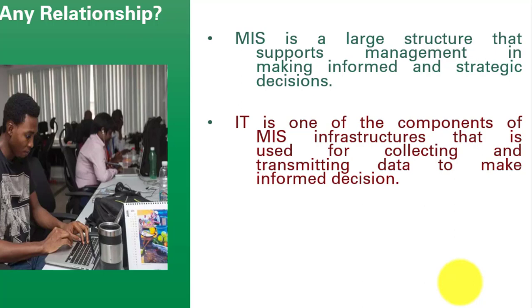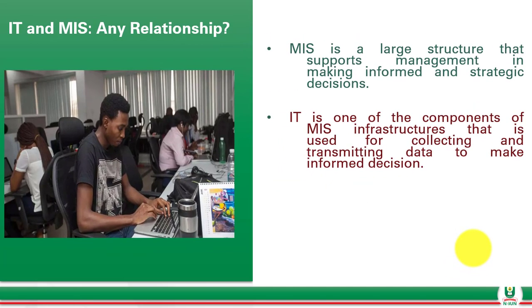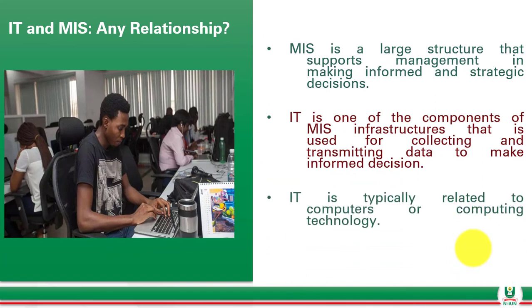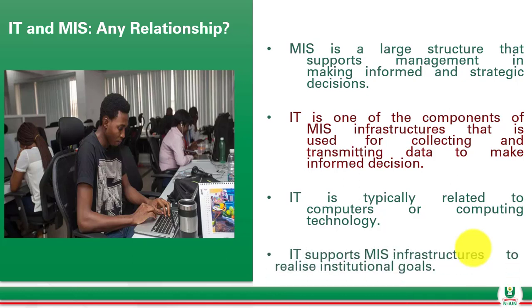So what do you see here? What can you observe here? You will see that IT is a subset of MIS. That is simply the relationship between the two concepts. Information technology is a subset of management information system. IT is typically related to computers or computing technology. Anything that has to do with using computers to store information, to retrieve, and to disseminate information to people, that is what we call information technology. It has to do with computing technology, and it supports MIS infrastructure to realize institutional goals.